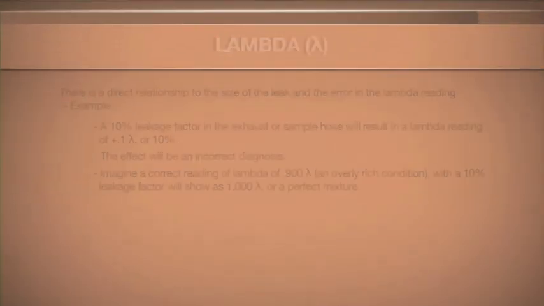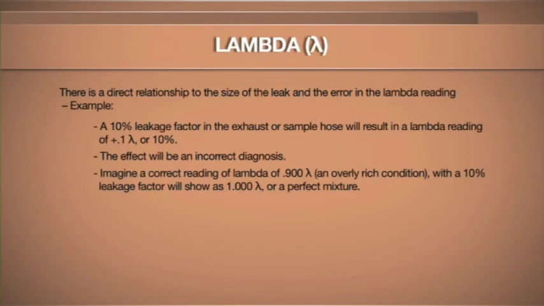Imagine a correct reading of lambda of 0.900 with an over-rich condition. With a 10% leakage factor, this might show up as a 1.000 lambda, identifying it as no problem at all, as a good fuel mixture. This is why exhaust leaks are so important to identify.